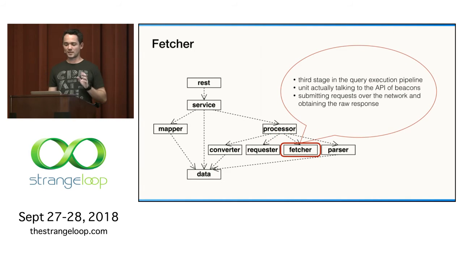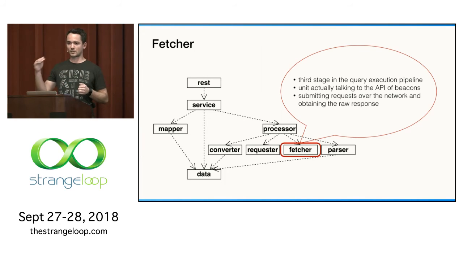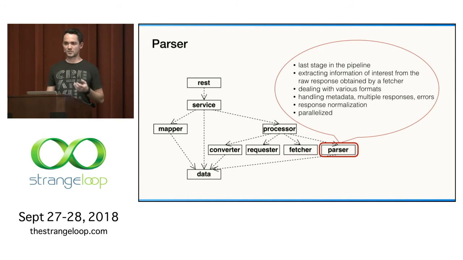The third stage is the fetcher. So the fetcher is the unit that actually talks to a beacon, the unit that talks to an external service. So it takes the request from the requester, it executes a network call, deals with networking errors, etc., and obtains the raw response. And we have 2 implementations of these, both over HTTP as EJBs. So once the raw response is received, it goes to the parser, which is the final stage in the pipeline.